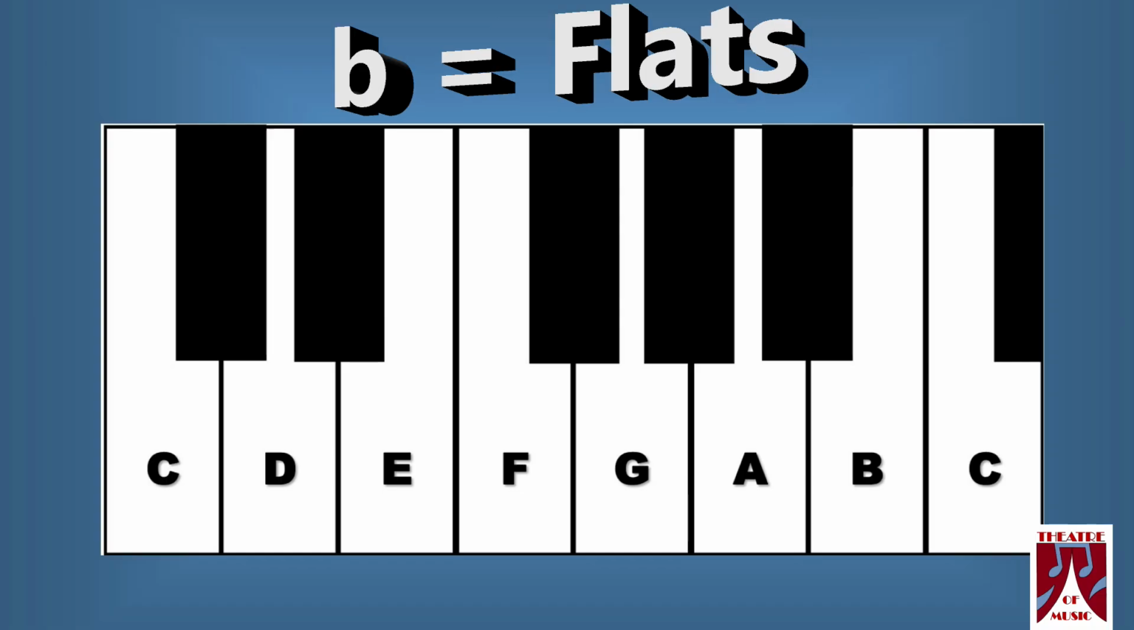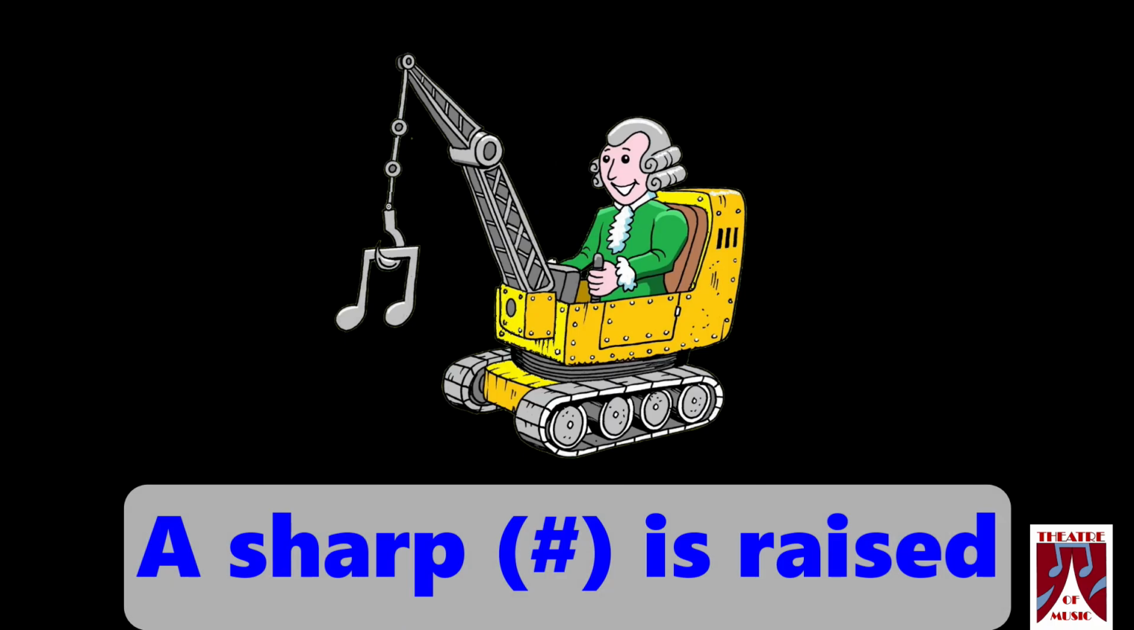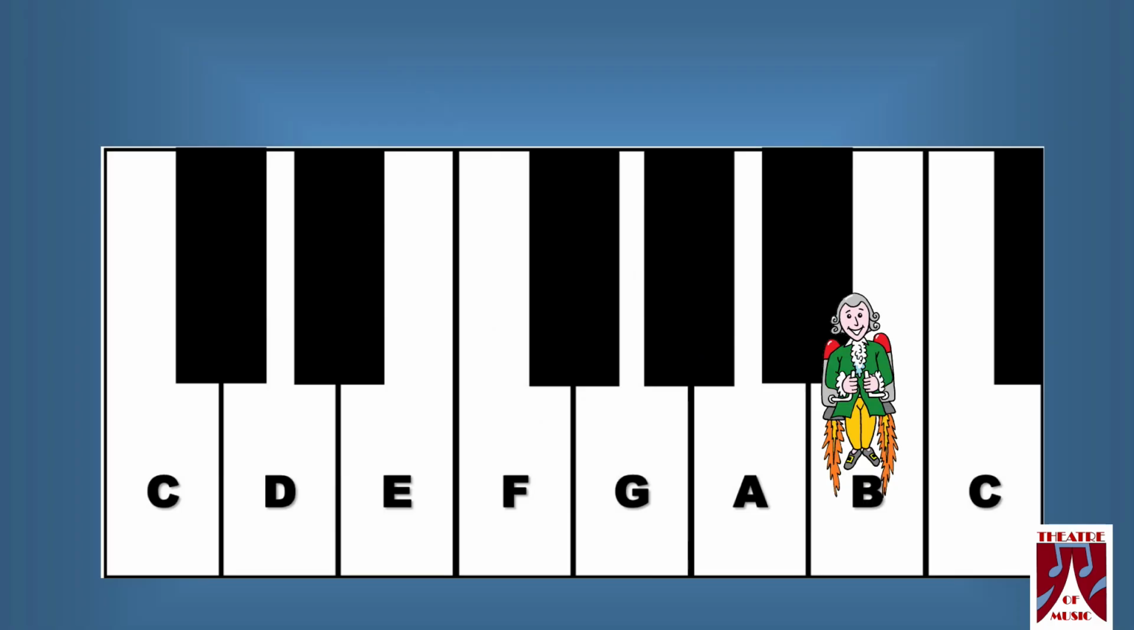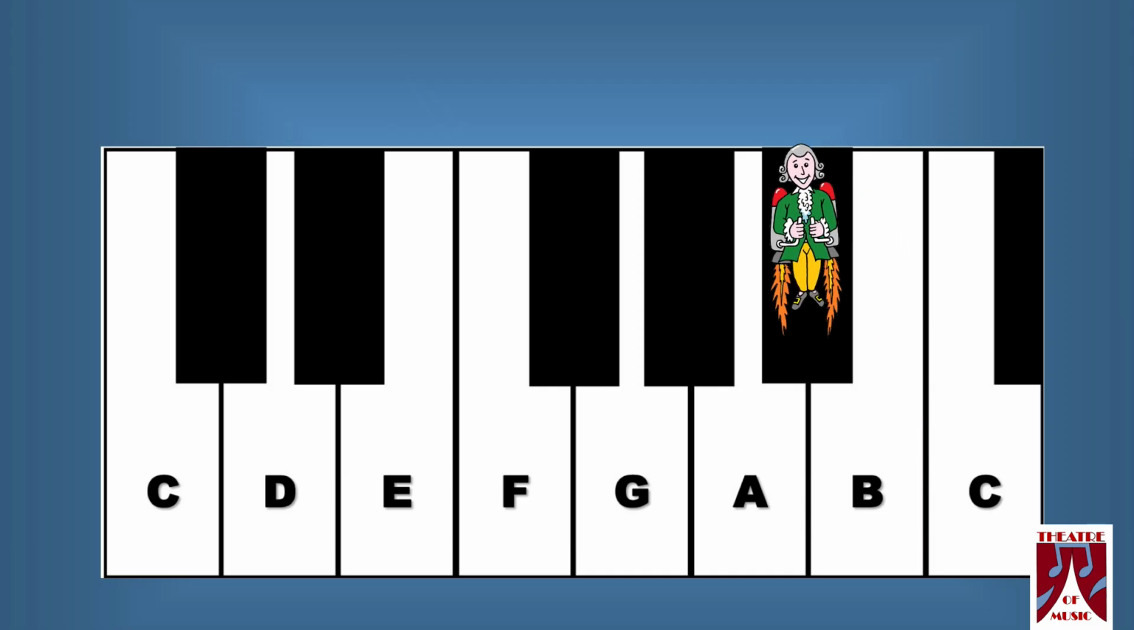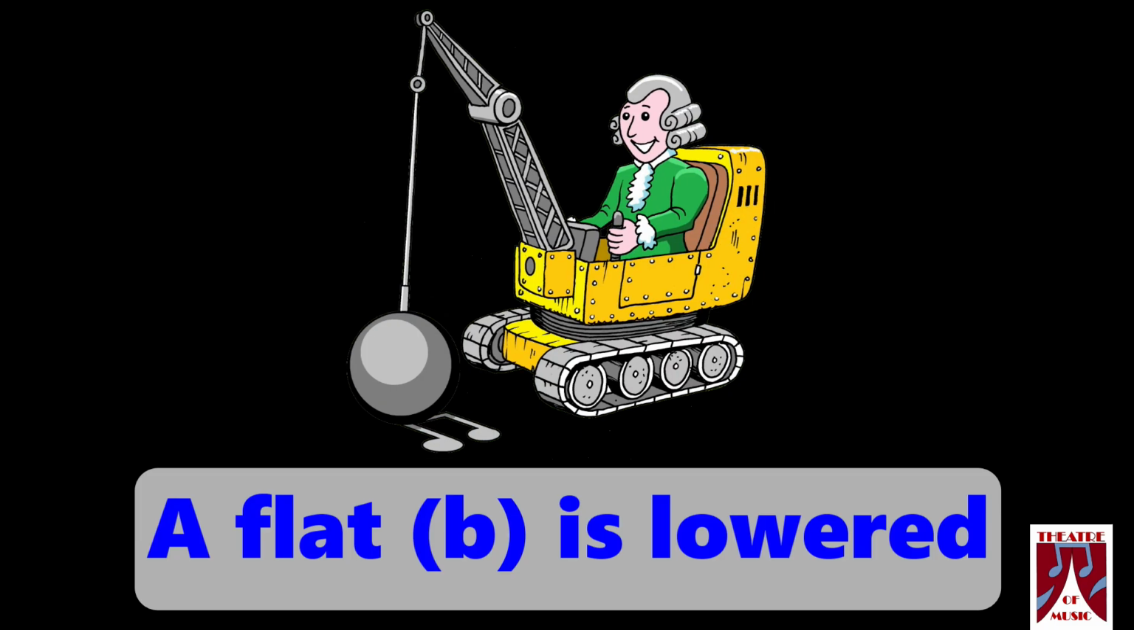For example, if you start on the note F and move up by a semitone or half step, you'll land on F sharp. So sharps are notes that have been raised by a half step or semitone. On the flip side, if you start on the note B and move down a semitone or half step, you'll get B flat. Flats are notes that are lowered by a half step or semitone, or as I like to say, squished. Let's try a quick quiz.